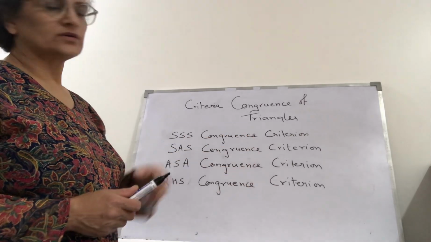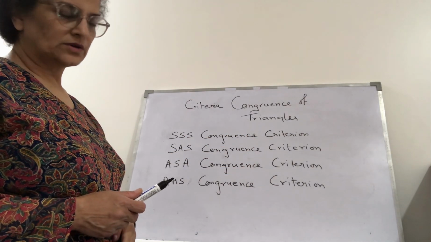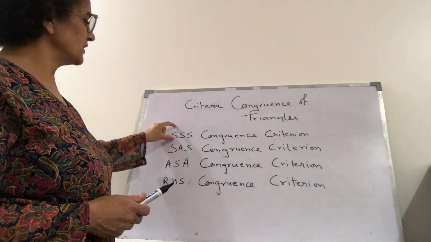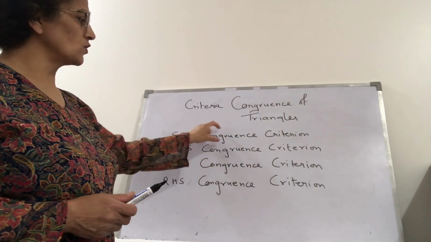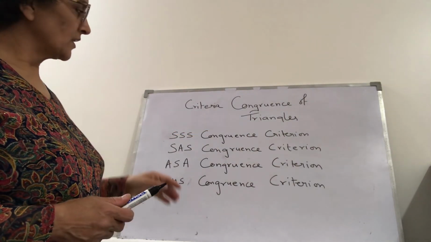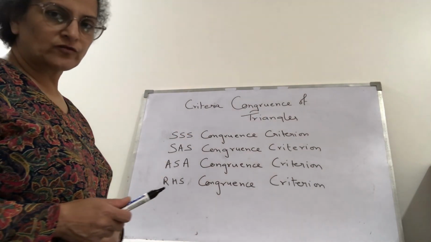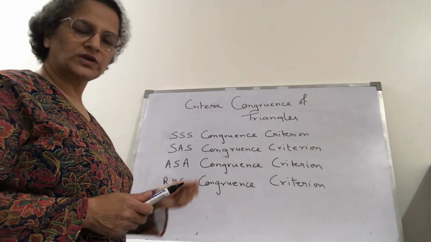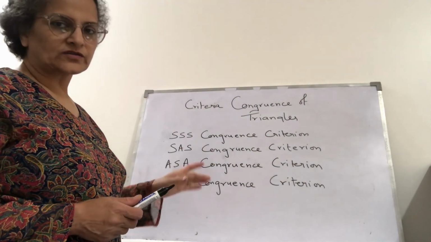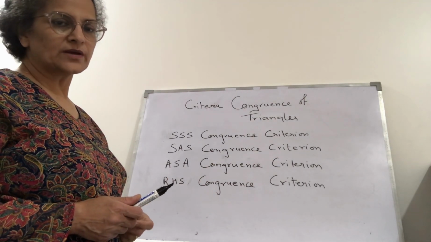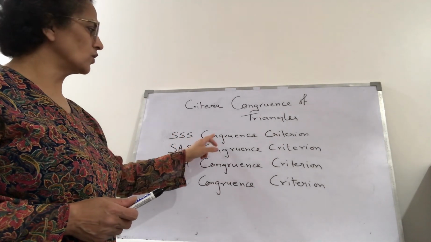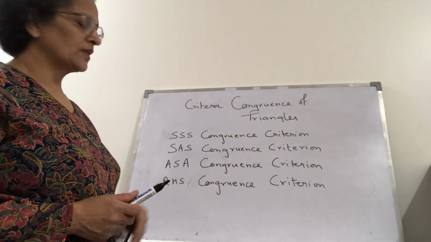All these four criteria we are going to learn about. First one is the SSS congruence criterion. In this, if two triangles are given and we get three sides to be equal, we can say the triangles are congruent using the SSS congruence criterion.